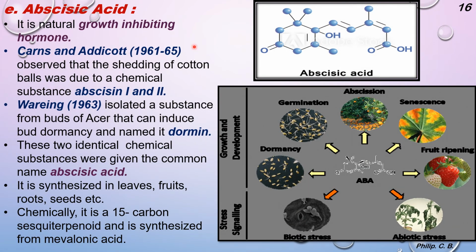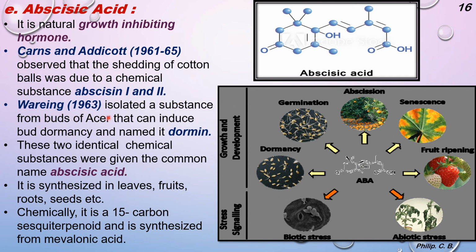Further, the last fifth hormone, abscisic acid. It is a natural growth inhibiting hormone. Now the auxin, gibberellin, cytokinin, they are growth hormones, whereas ethylene and abscisic acid, they are growth inhibiting hormones. Kans and Addicott in 1961 and 65 observed that shedding of cotton balls was due to chemical substances abscission 1 and 2.